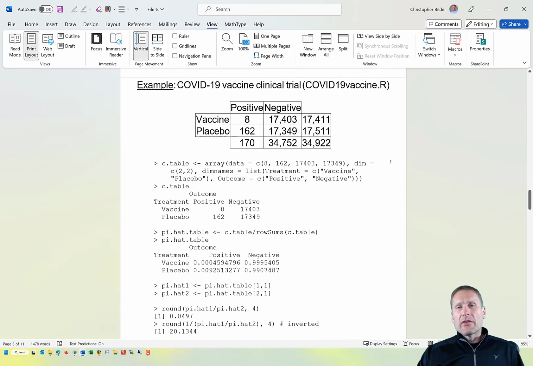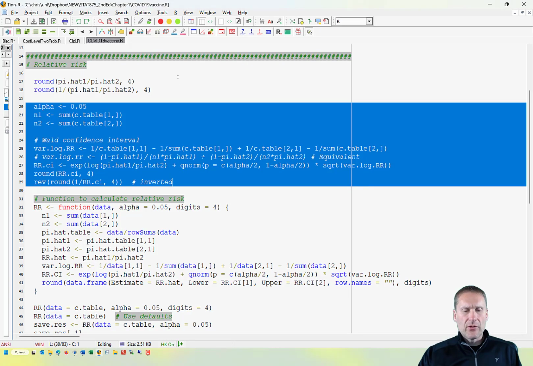Okay. So let's take a look at an example of how we can do these calculations. We're going to talk about the COVID-19 vaccine clinical trial involving the Pfizer vaccine. Here's the actual results that were released in, I believe it was November of 2020. So for example, 8 people who received the vaccine ended up being positive. 162 people who received the placebo ended up being positive in the study. So let me go ahead and come over here to R so I can do some of the calculations.